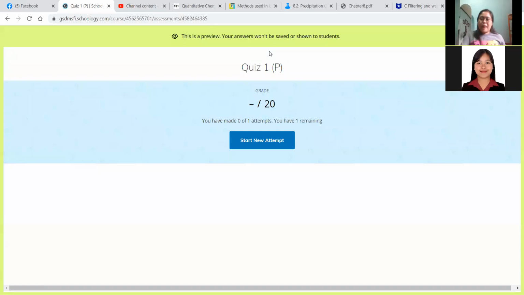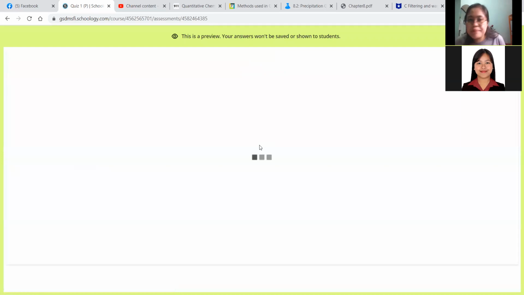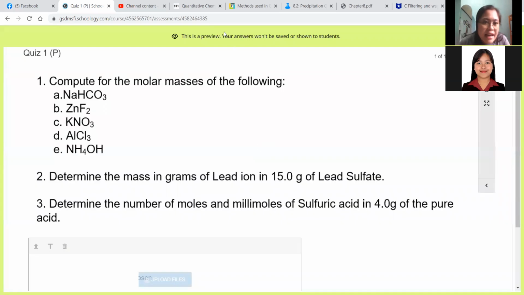Kung tama inyong answer. Okay, quiz number 1 for prelim. Let's compute for the molar masses of the following. So, depende sa inyo ha. If you have memorized the atomic weights of the elements, then this will be easy. Pero pag wala, then you need the help of your calculator for this.